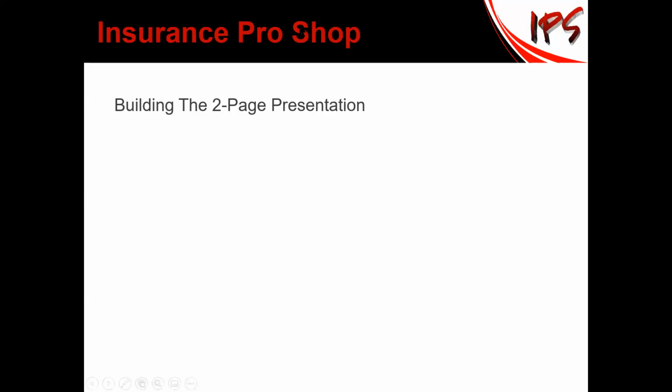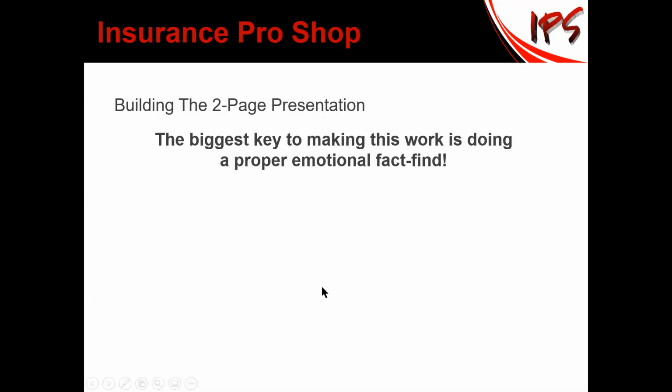So the reason we want to talk about building the 2-page first, I know we've talked about this in previous classes, but in order to properly present it, you have to have a properly built 2-page. Your tools that you're using need to be properly set up. And the first key to doing that is you need all the information, which is why the biggest key to making this work is doing a proper emotional fact find. It's getting what is most important to them, so you can use that to show them, hey, this is what I'm solving for you. All right. And what do I mean by that?